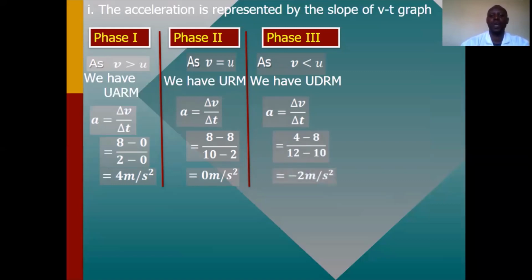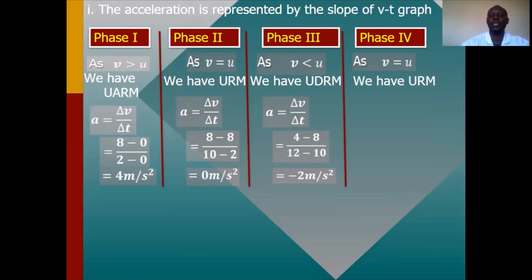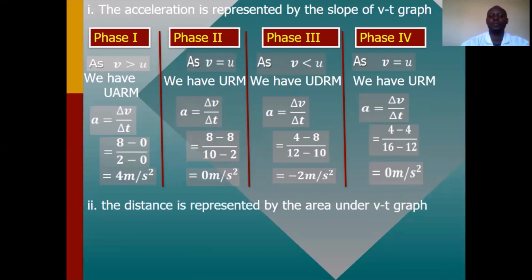per second squared. For the last phase, phase number 4, the final speed is equal to the initial speed, and we have uniform rectilinear motion like phase 2. The acceleration will be calculated as 4 minus 4 divided by 16 minus 12, which is 0 meters per second squared. The distance is represented by the area under the velocity-time graph.